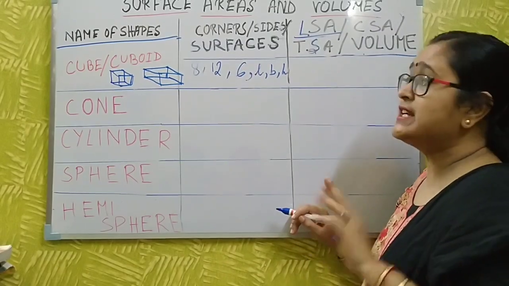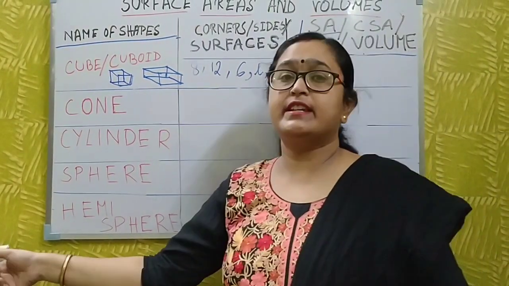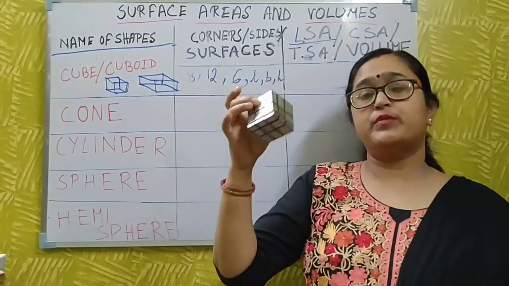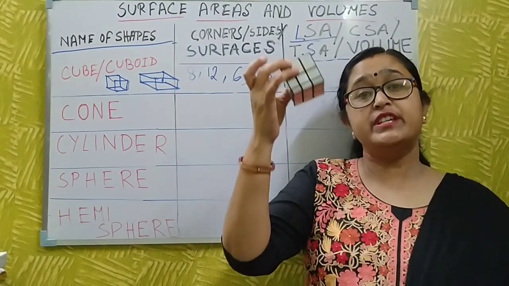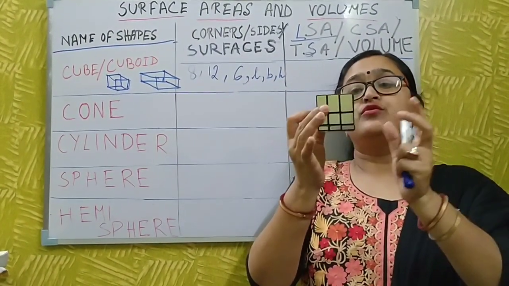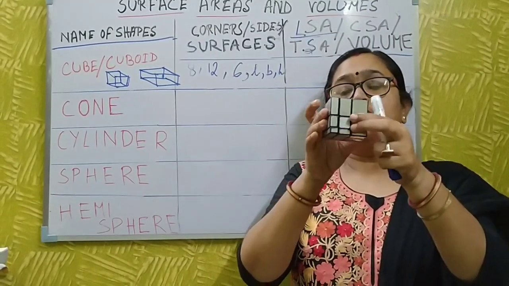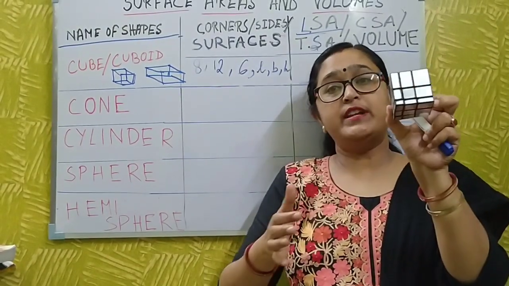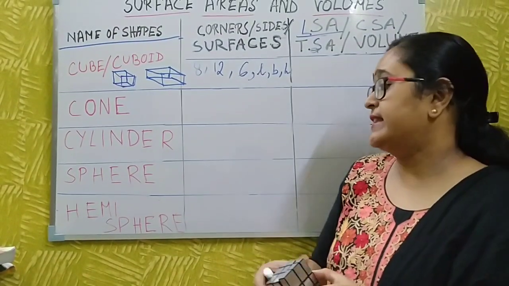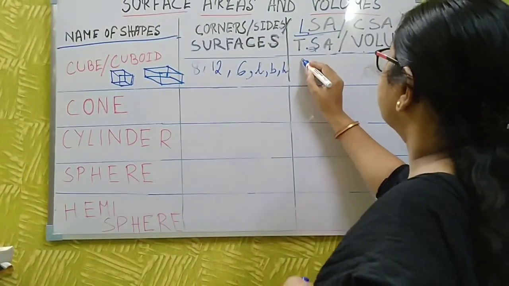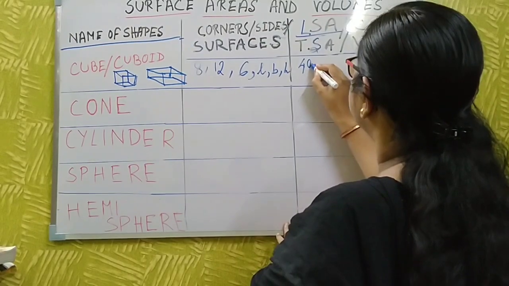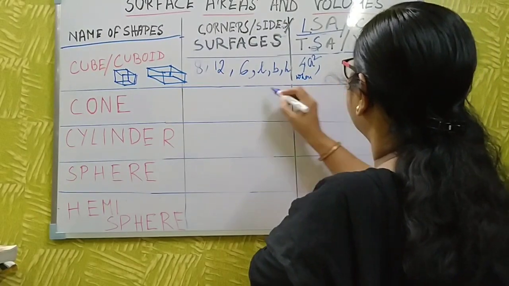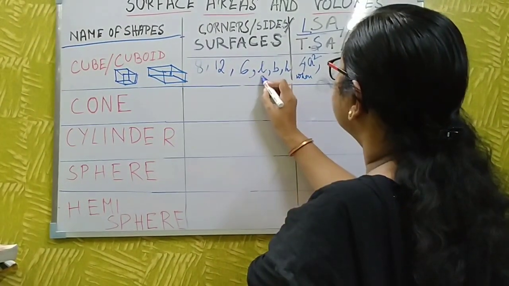How many lateral surfaces are there in a cube and cuboid? This is also an example of a mirror cube. How many lateral surfaces does this one have? Lateral surfaces 1, 2, 3 and 4. The cube and cuboid are the same. This is 4a square, where a is the dimension of the cube.